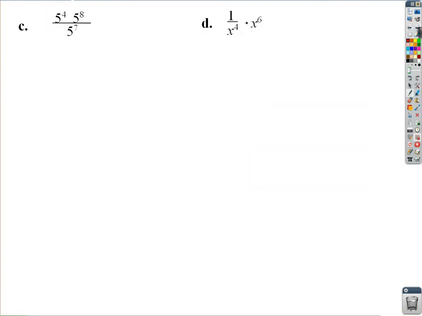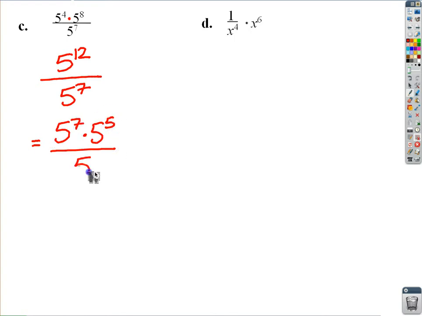Okay, let's try another one. 5 to the 4th times 5 to the 8th over 5 to the 7th. So first thing I'm going to do is I'm just going to use my properties, right? 5 to the 4th and 5 to the 8th is going to make 5 to the 12th over 5 to the 7th. Okay, and if you want to break it down, we can say that this is 5 to the 7th times 5 to the 5th over 5 to the 7th, right? Cancel those out. And I'm hoping you're starting to see the pattern that's happening here as we do this.